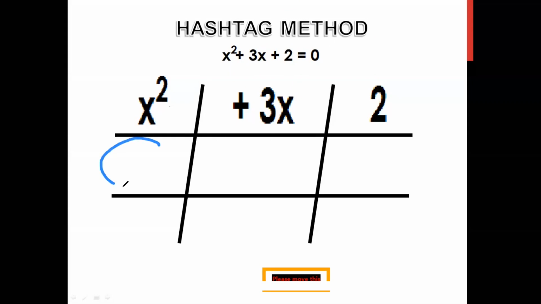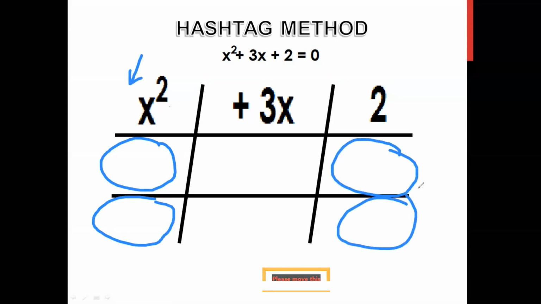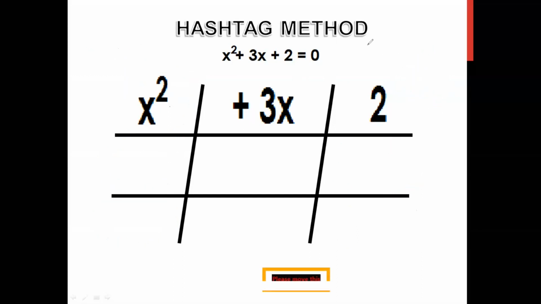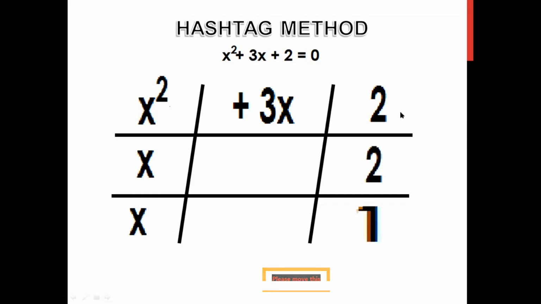In this part, we will put the factors of our x squared, and in this part we will put the factors of our constant. So what are the factors of x squared? What are the factors of this? We only have x times x, right? And the 2 is 2 times 1, right? Okay, let's put them in our hashtag. As I've said, the factors of x squared are x and x. On the other side, we have the factors 2 and 1.